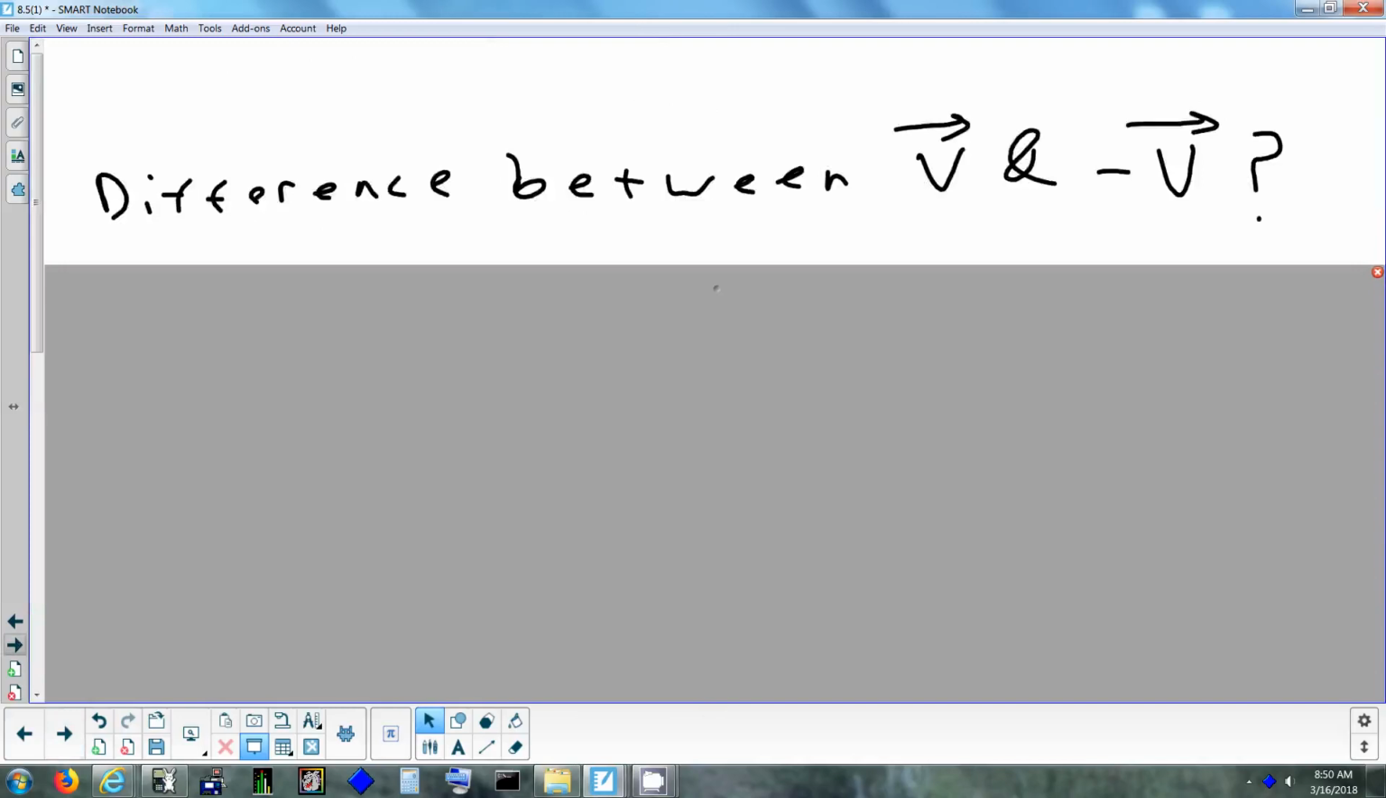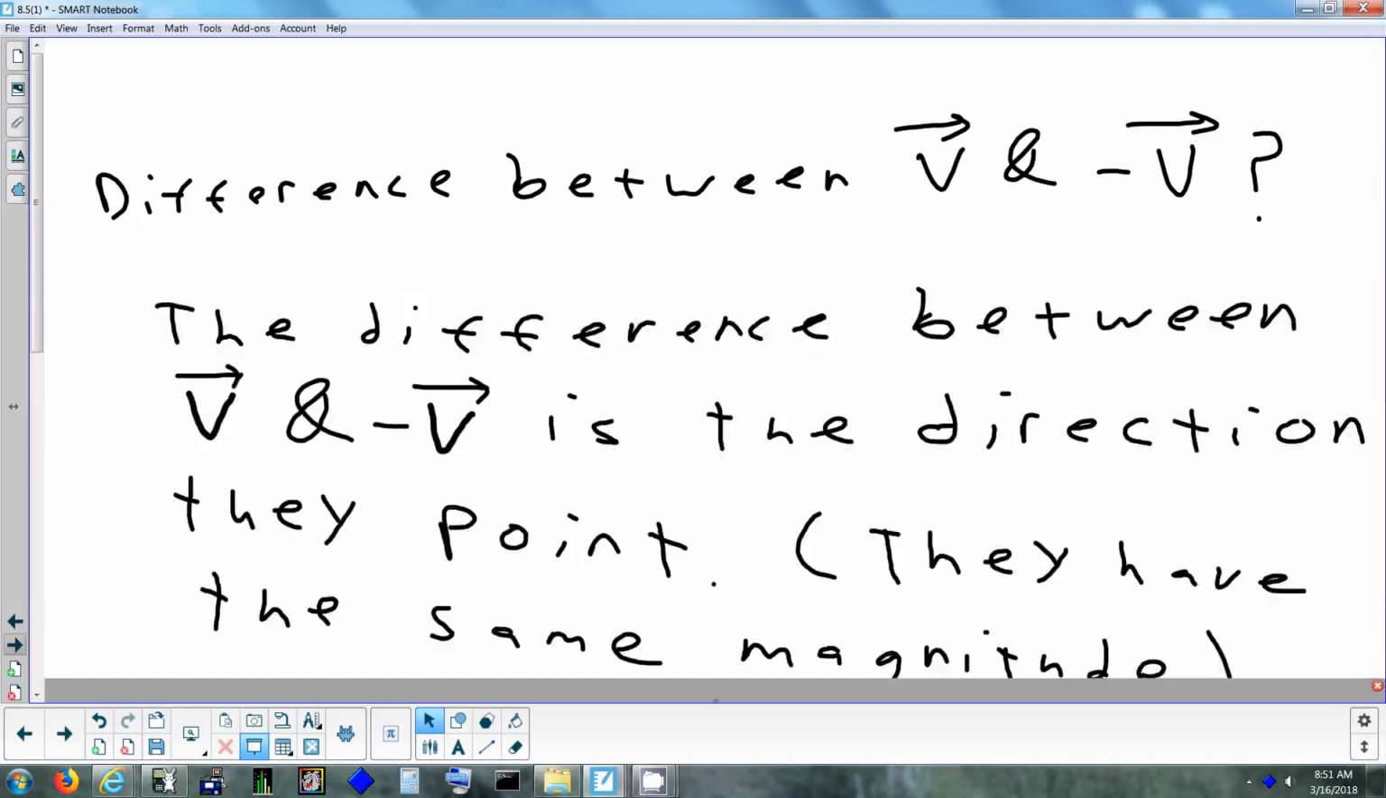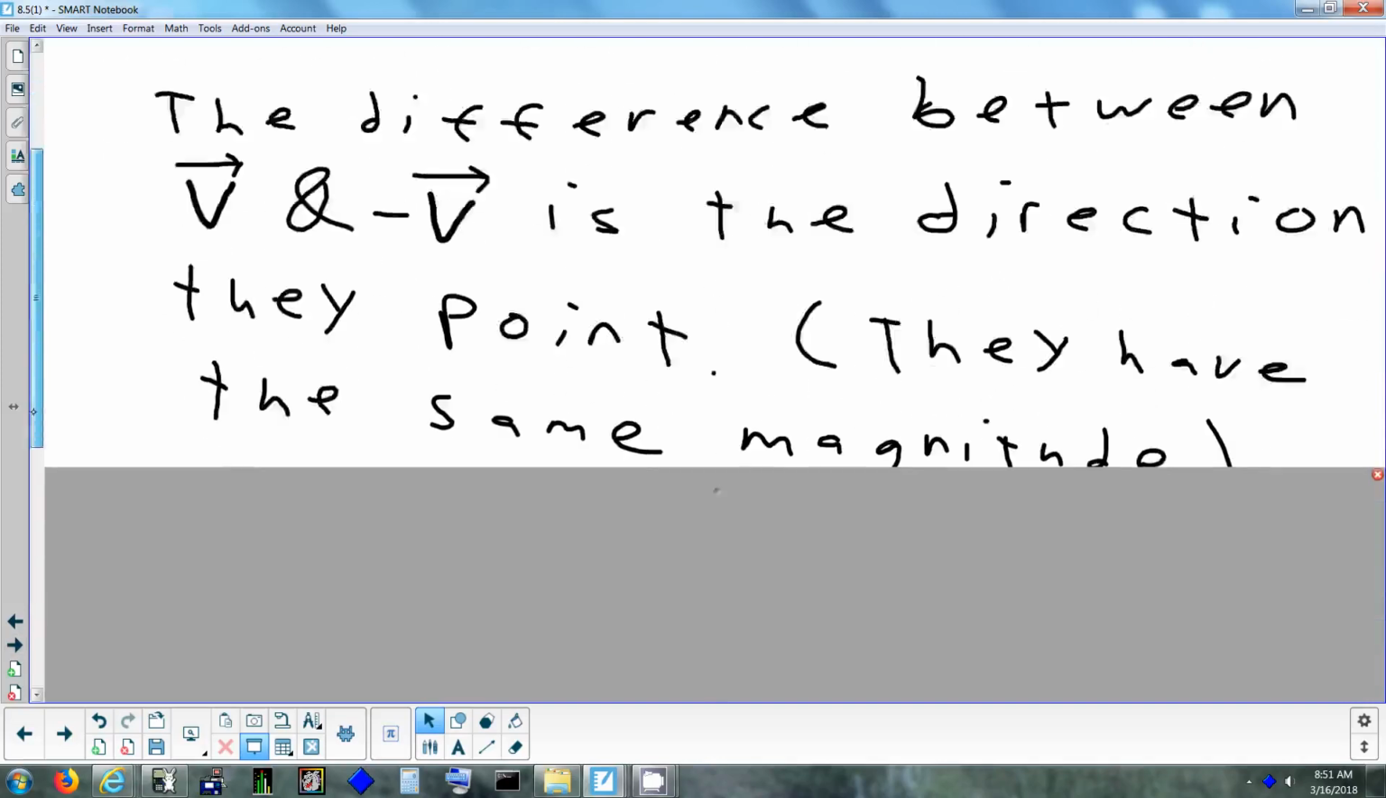Okay, we kind of already touched on this visually, but this is more just a notation thing now. What's the difference between the two vectors I have up on the board? Vector v and vector negative v. Will they be going opposite ways? Yeah, the direction is opposite. What's the same about them? Yeah, the magnitude. So the difference is the direction they point. More specifically, they point 180 degrees in opposite directions, but they have exactly the same magnitude.